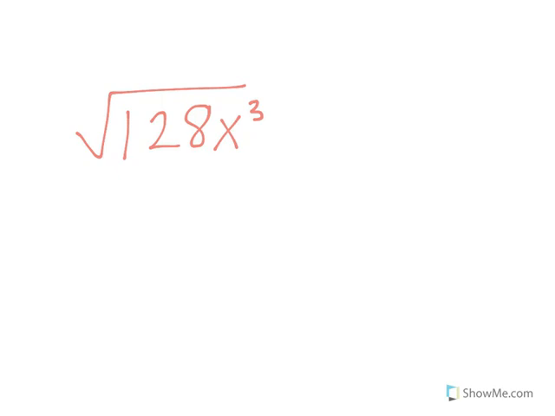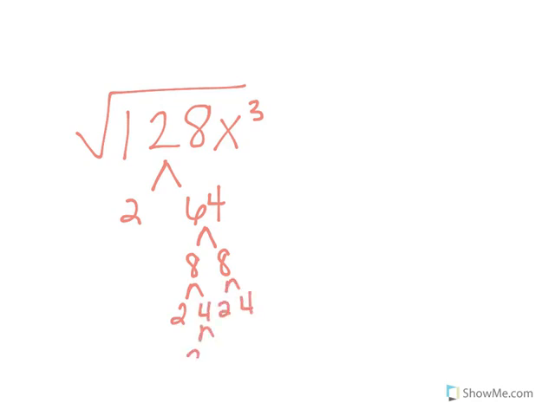Okay, for my next example, I have the radical of 128x to the 3rd power. So 128 is not a perfect square root, so I know I'm going to have to break that down first. So when I break this down, I'm going to divide by 2. So I have 2 times 64, and I can even break that down further. 8 times 8, 2 times 4, 2 times 4, 2 times 2, 2 times 2.